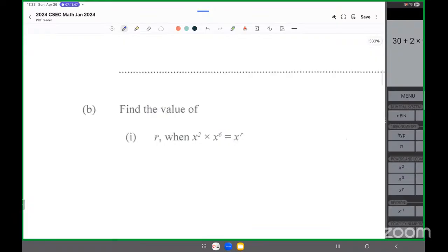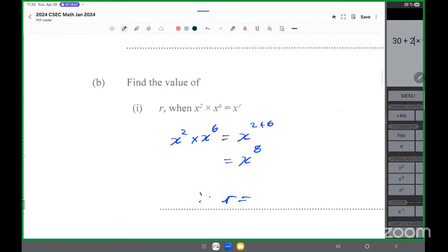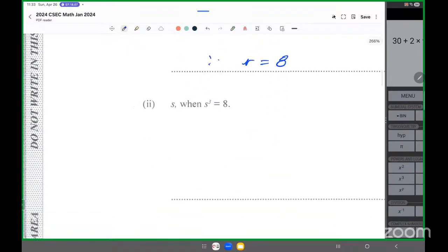It says, find the value of r if this times this is equal to that. What do we know? When you multiply indices with the same base, you add the powers. So x squared times x to the 6th power is equal to x to the 2 plus 6, which is x to the 8th power. So it means that r is equal to 8. That's the answer right there. When you multiply indices with the same base, you add the powers. When you're dividing, you subtract the powers. Right? Next one.